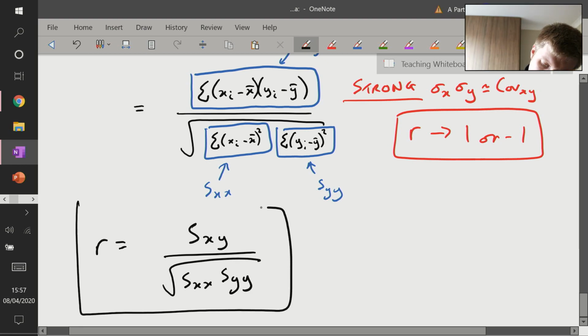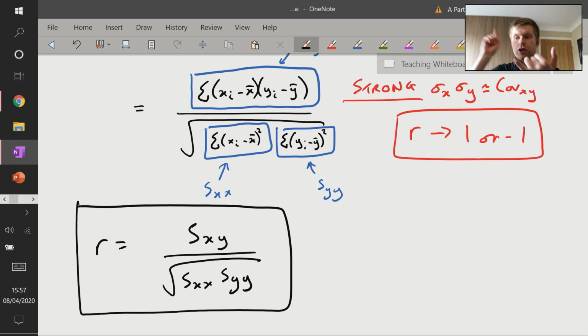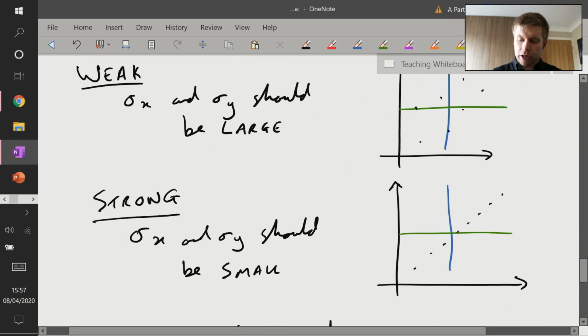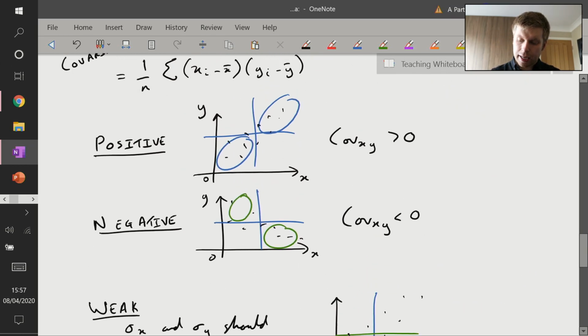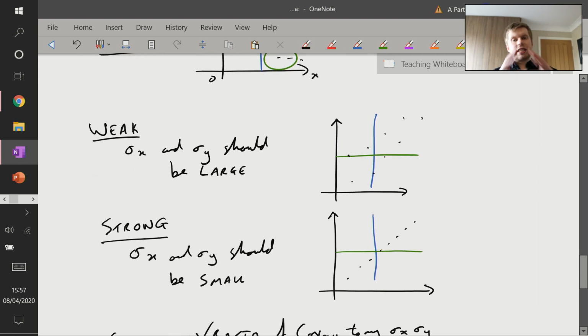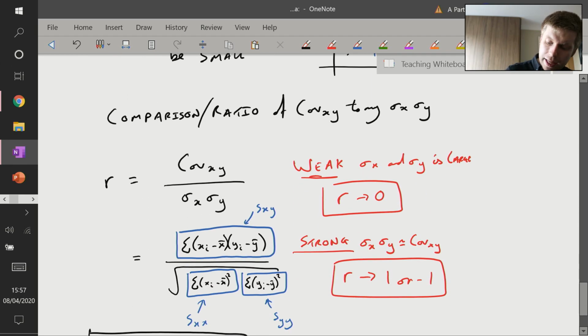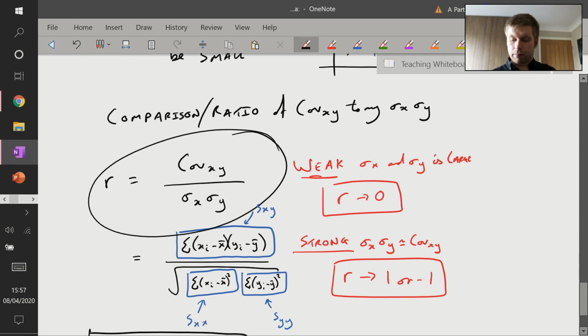So this is an equivalent formula for the correlation coefficient, but don't lose track of what's going on in the background. Okay, the covariance tells us whether it's positive or negatively correlated. So that's what the covariance tells us. And then the standard deviations tell us the average spread in the data in each of the two directions. So if the standard deviation is large, it means it's weak. And if the standard deviation is small, it means it's strong correlation. And I can put all that together by taking the ratio.